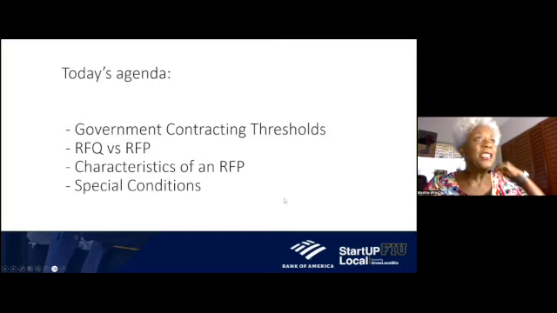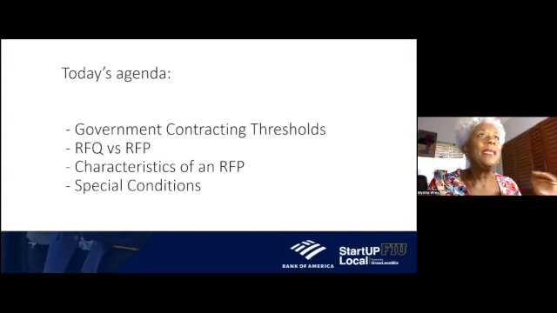So today's agenda, we're gonna talk about thresholds. Basically, what thresholds mean is a limit, a not to exceed amount per contract instrument. Because what the government does, we refer to it as an instrument, as a contract award. That could be a purchase order, that could be a full contract award. So we're gonna talk about the different thresholds.